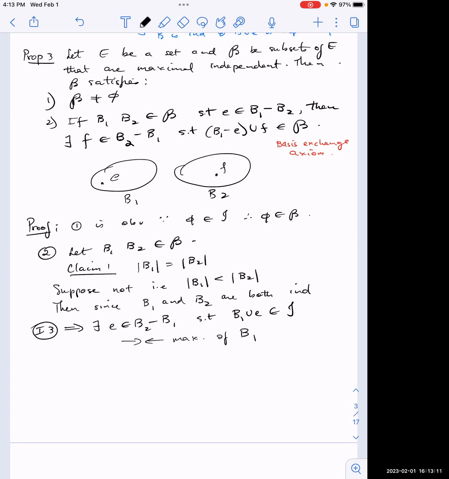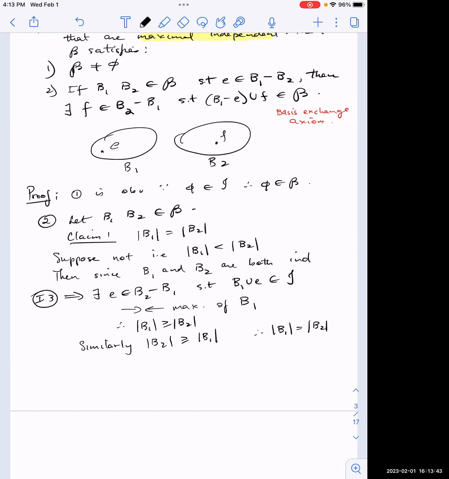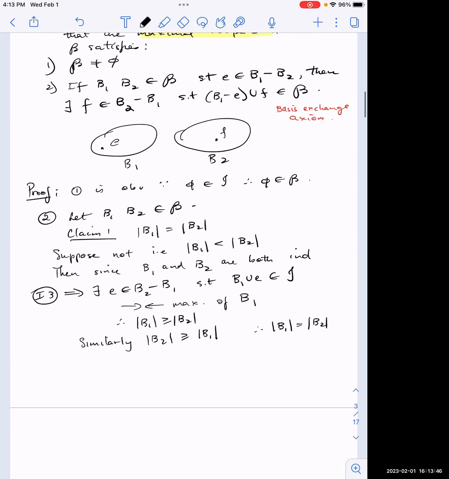We said B1 is a maximal independent set. Therefore, |B1| is greater than or equal to |B2|. And similarly, |B2| is also greater than or equal to |B1|. Therefore, |B1| equals |B2|. So the proof that I do in my linear algebra class is very different from this. We don't use axioms, I3 or anything, but this idea that every basis has the same size is just quite a fundamental thing.